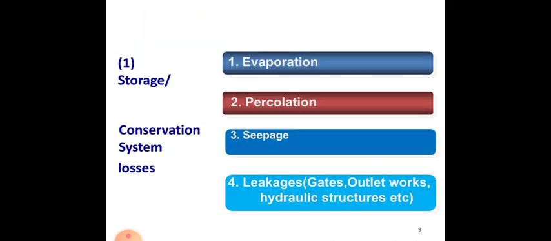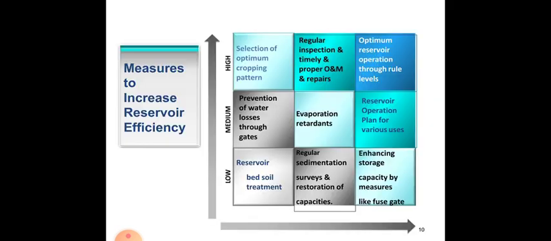Methods to improve water use efficiencies. Storage, conservation system loss: evaporation, percolation, seepage, leakages. Measures to increase reservoir efficiency, that is low to high. In low: reservoir bed soil treatment, regular sedimentation surveys and restoration of capacities, enhancing storage capacity by measures like fuse gate. In medium: prevention of water losses through gates, evaporation retardants, reservoir operation plan for various uses. In high: selection of optimum cropping pattern, regular inspection and timely and proper O&M and repairs, optimum reservoir operation through rule levels.